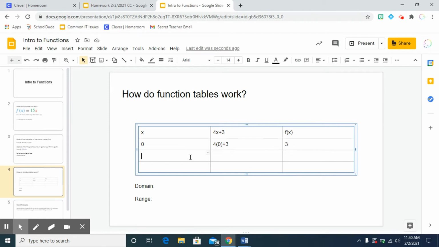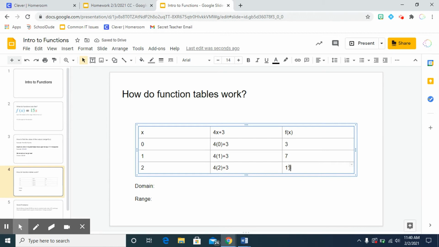Again, we can take another x value. Let's choose 1 this time. We have 4 times 1 plus 3, and 4 times 1 is 4, plus 3 gives us 7. I'm just going to choose my last x of 2 because why not? And here we have 4 times 2 plus 3. Well, 4 times 2 gives us 8, and 8 plus 3 gives us 11.